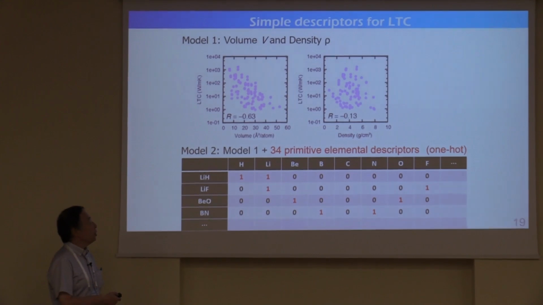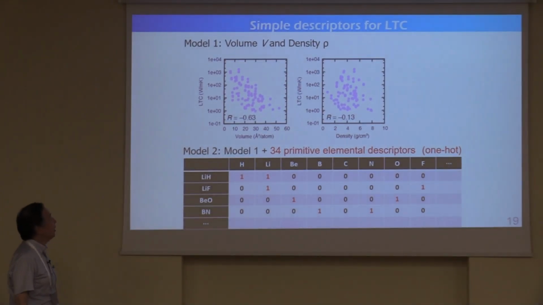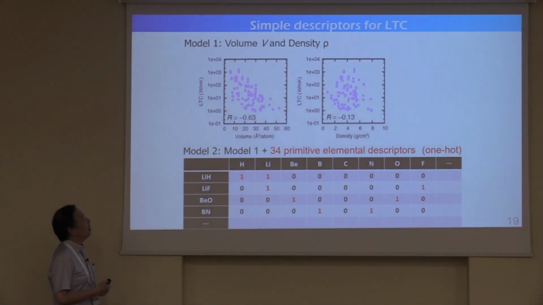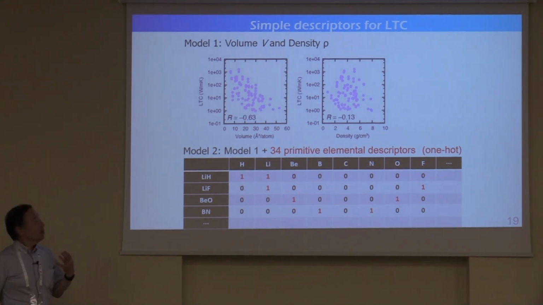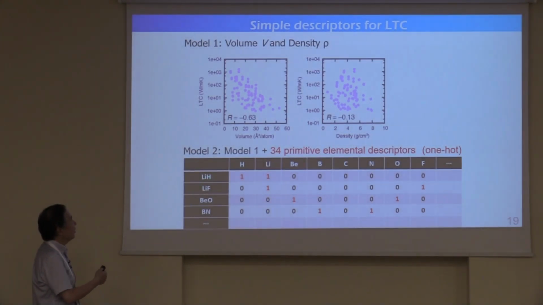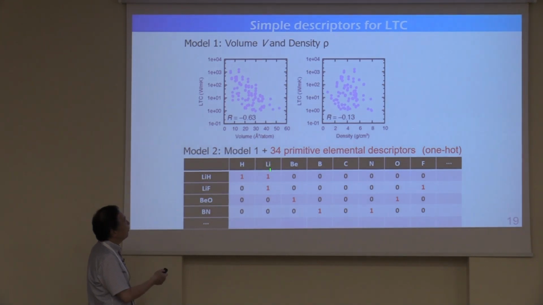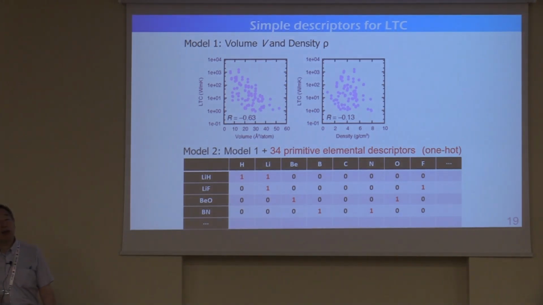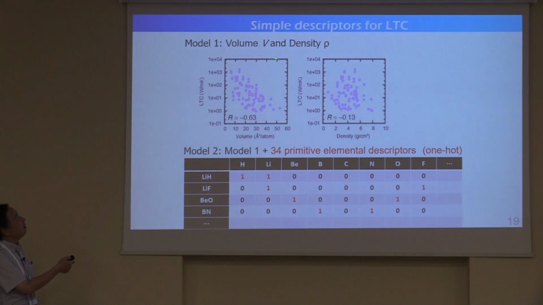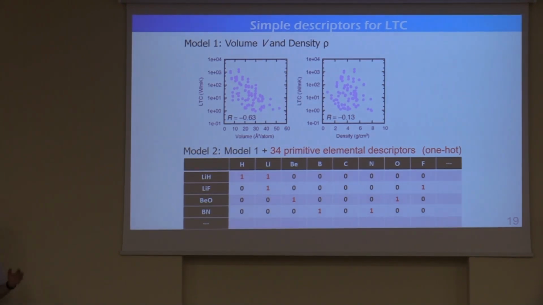And on top of that, we use the simplest elemental features for the constituent atoms. That is, the elements. For example, if we treat lithium hydride, we put hydrogen 1, lithium 1, and the rest of the elements will be 0. This is the so-called one-hot expression of the elemental features. In that way, we can very simply include the elemental features. So altogether, here are 2 variables, and here are 34 elemental descriptors. So altogether, there are 36 features.